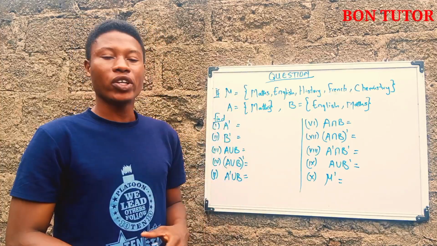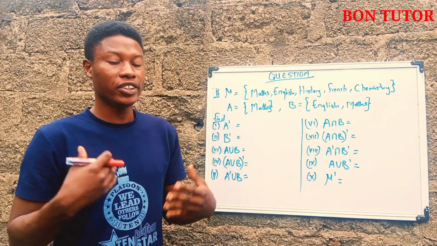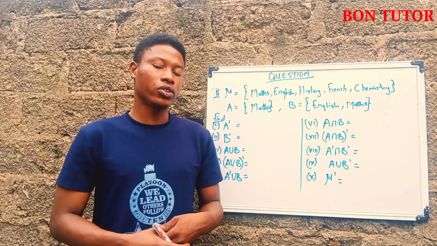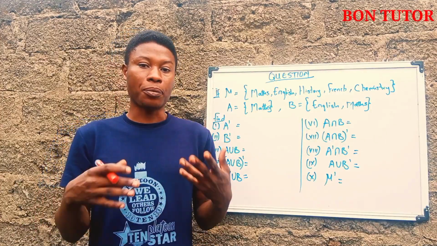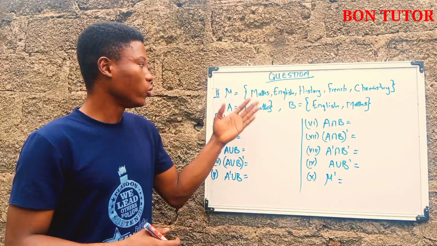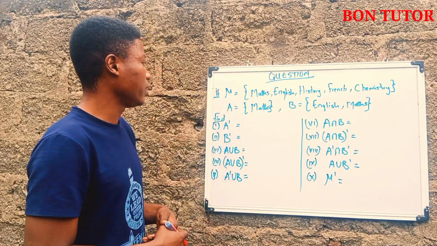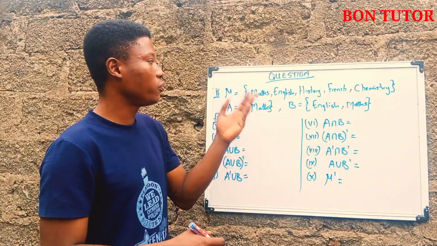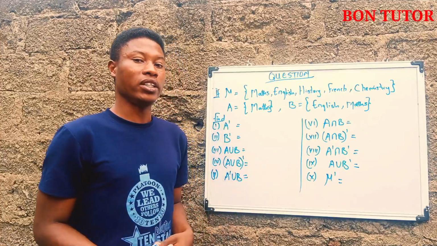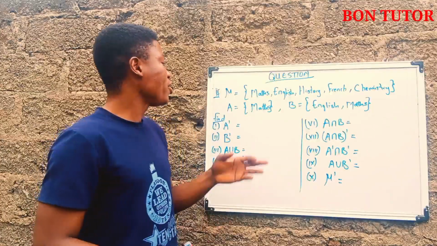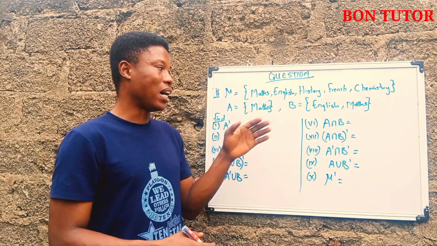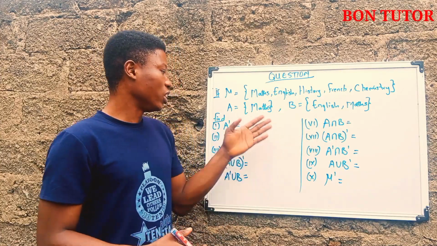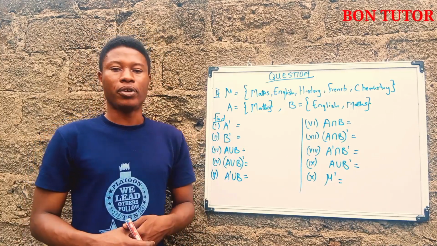Today, I have a question for us to test what we've been doing so far, and this question takes into consideration every operation and type of set we've talked about. The question says, if the universal set equals math, English, history, French, and chemistry as the elements, and you have set A to be math, and set B to be English, math. They said we should find A prime.